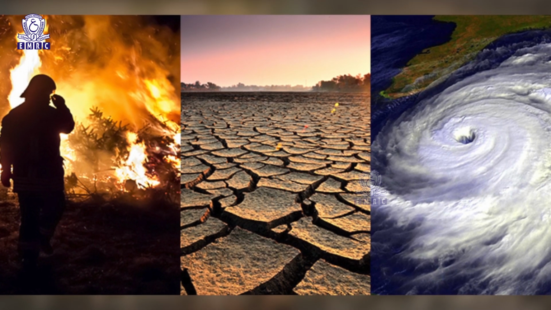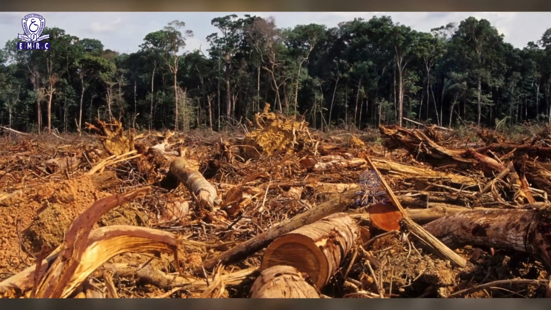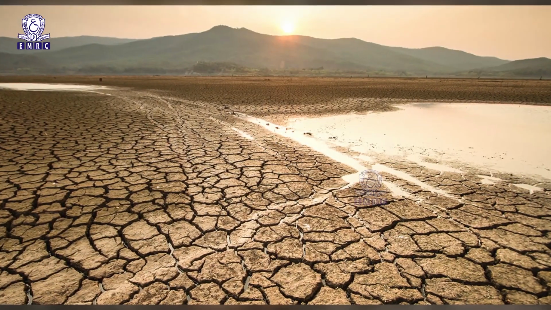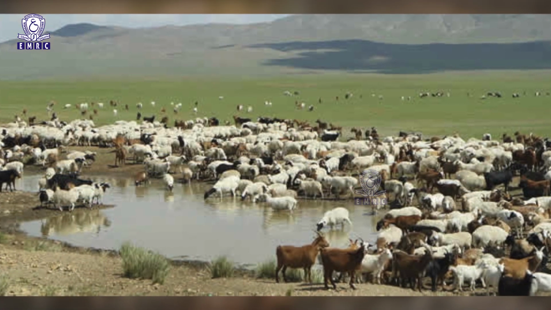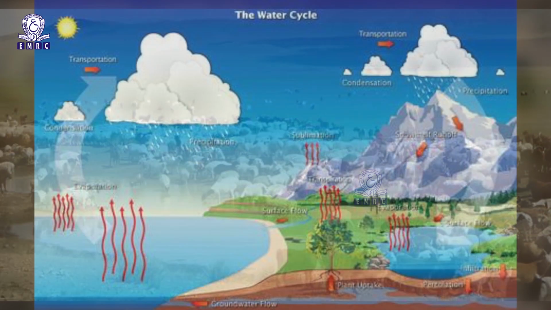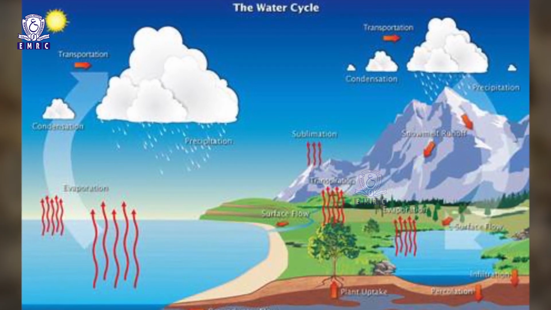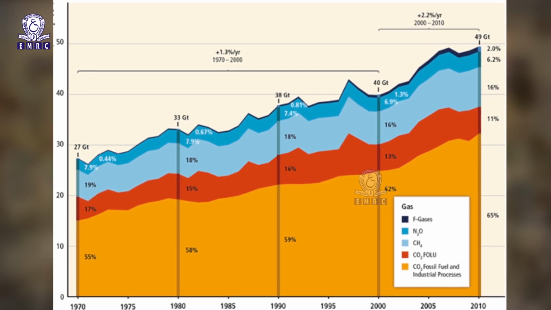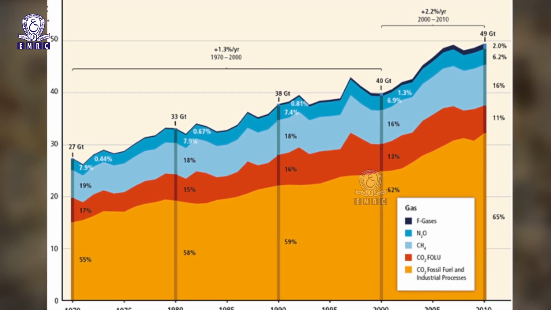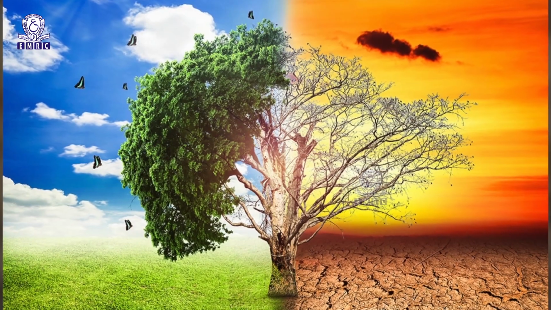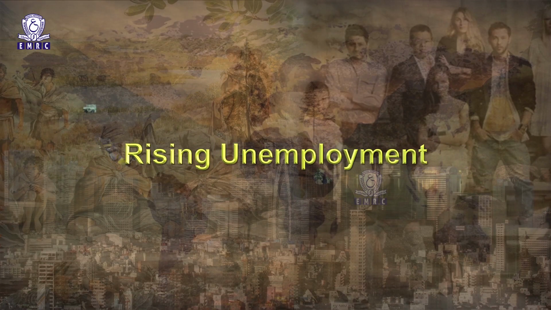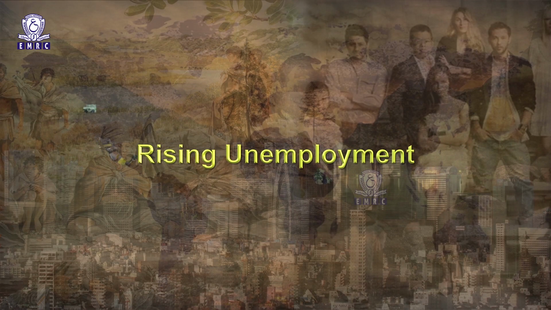Consequences include, on the one hand, deforestation and desertification, extinction of animal and plant species and changes in the water cycle, and the most direct consequence of all, the emission of large quantities of greenhouse gases leading to global warming. Then the next one is rising unemployment.